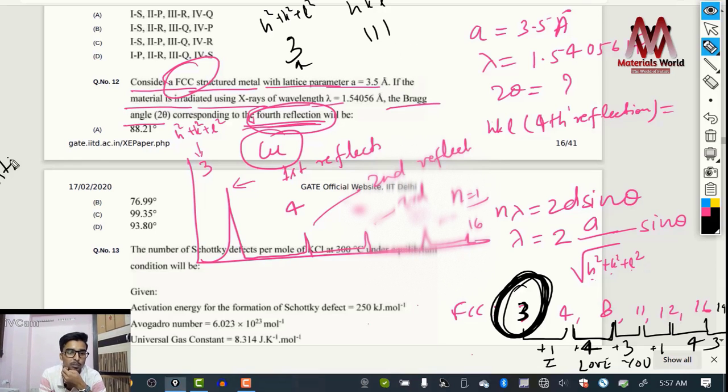Okay, so I'll explain the extinction rule later or in a separate video. You can check it in the playlist. So by using the extinction rule, you can say which peak.